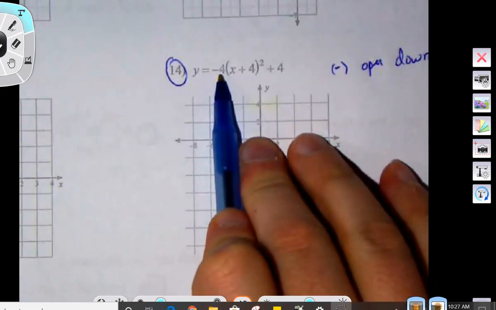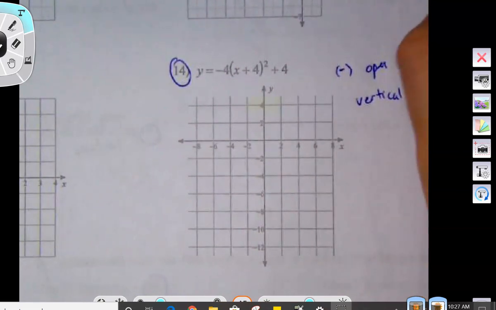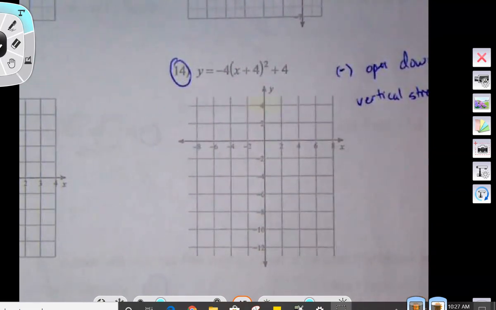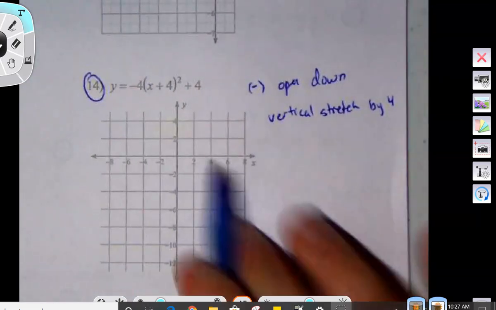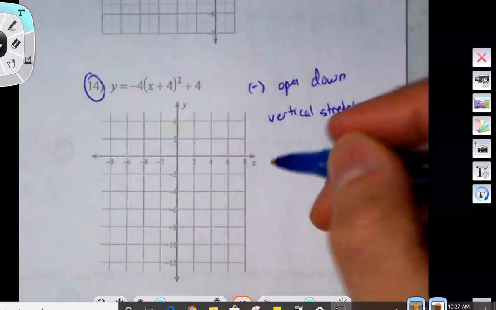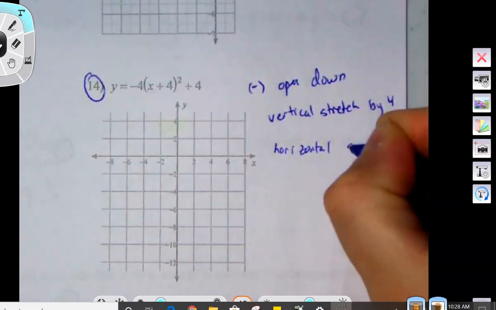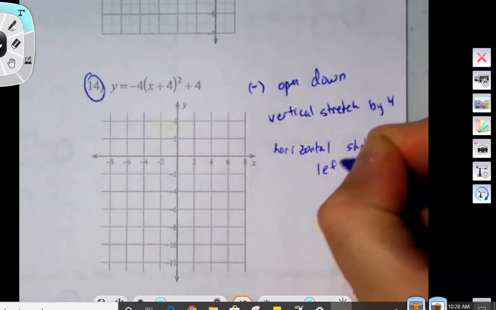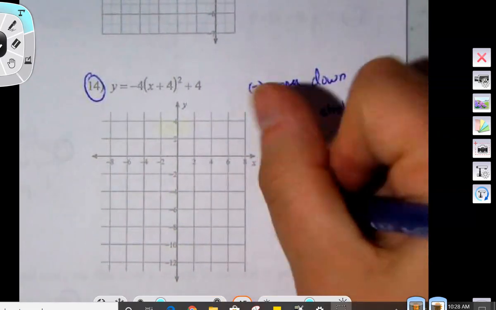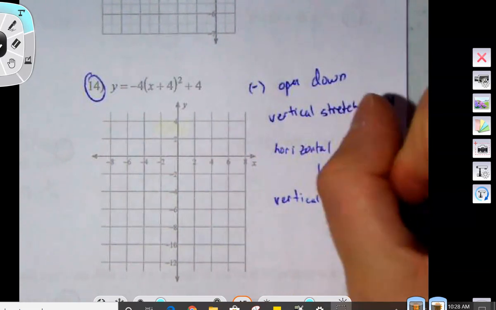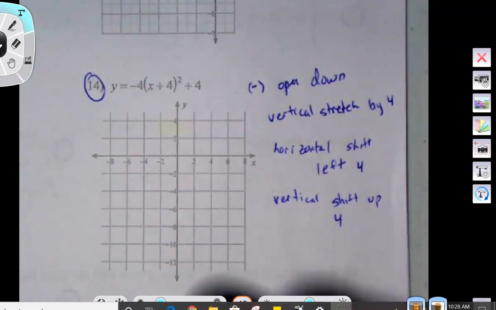This 4 out here, so that's greater than 1, so that's going to be a vertical stretch by 4. And then we have this x plus 4. So just like in the last one, that plus inside means it's going to be a horizontal shift left. In this case, 4, since it's a plus 4. And then that plus 4 outside, this is what we typically think. So it will be a vertical shift up 4. So those are the things that are going to happen in this graph.